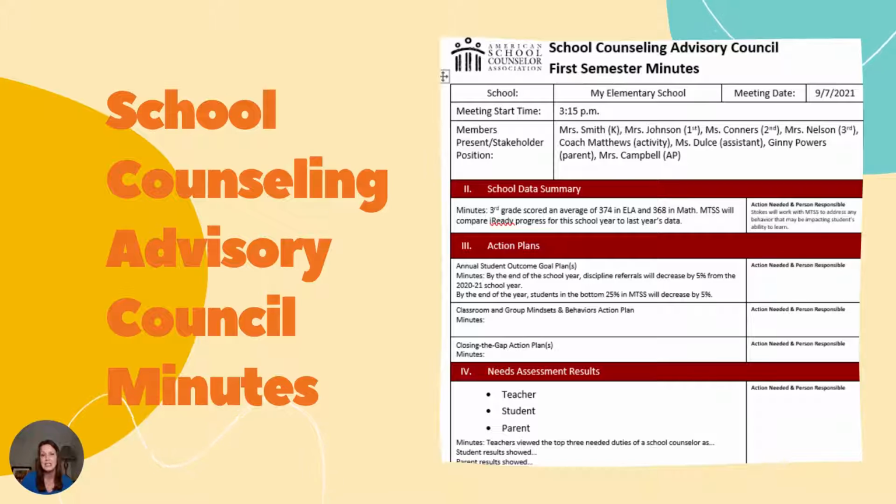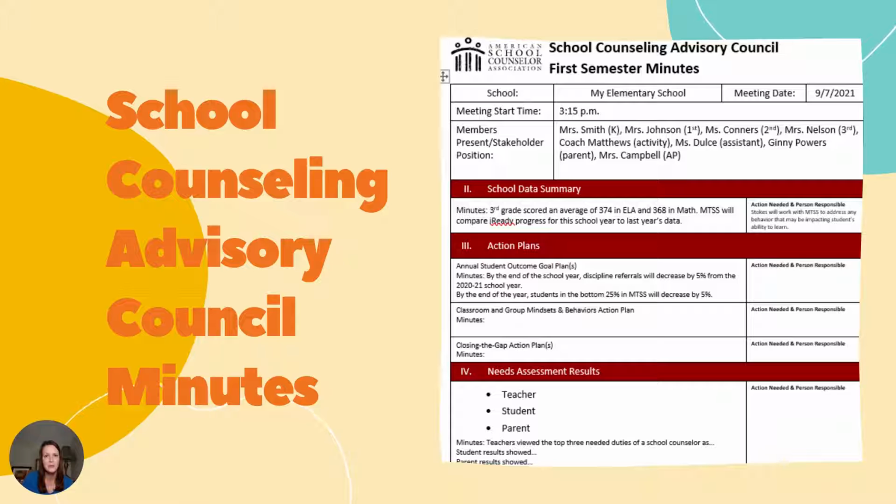Now, I like to go ahead and complete my minutes in advance, or at least as much as I can. So when I write these minutes, I realize I only know what I plan to say to the board. I can't account for what they're going to say, but at least it helps me stay on track and gives me a starting point so that I don't completely forget what it is I said at the meeting. So again, you're going to fill in your school name, your meeting date, your start time, and only listed on this form, was not included on the other form, is your members present and their position.